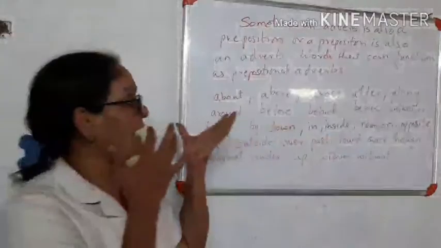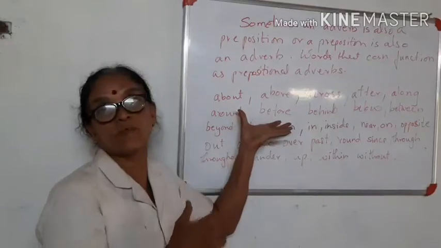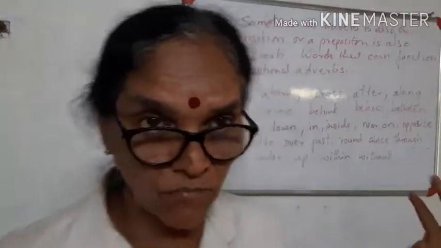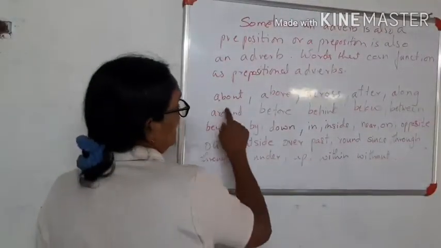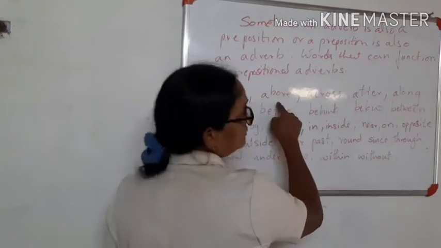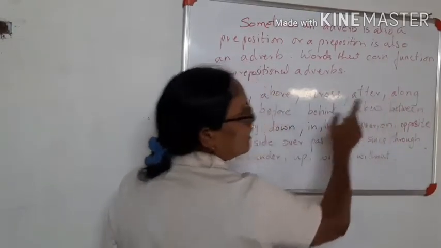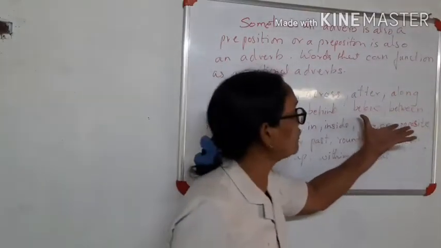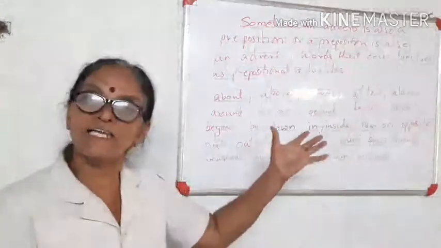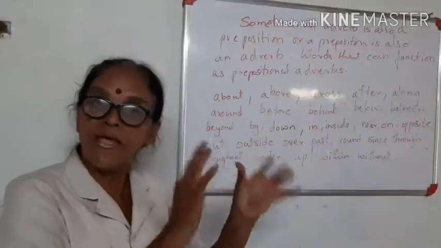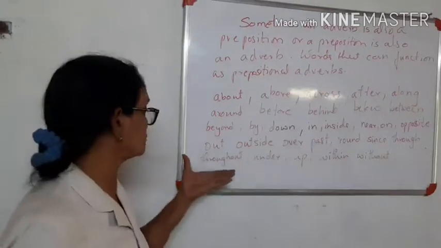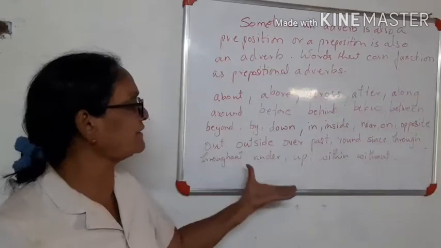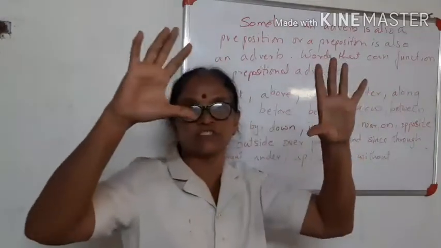If it is an adverb, verb and these words are used, then we say that they are an adverbial phrase. Now about, above, across, after, along, you know the meaning of all these words. Around, before, behind, below, between, both. All these words are repeated for adverbials also and for prepositionals also. Out, outside, over, past, round, since, through, throughout, under, up, with. They are all giving you positions, where it is.